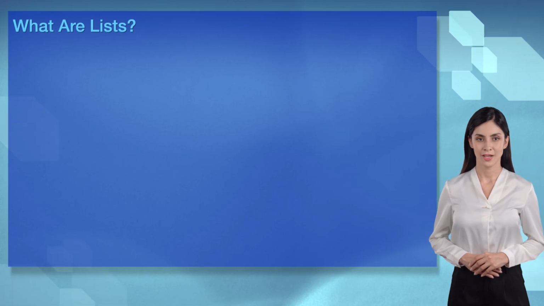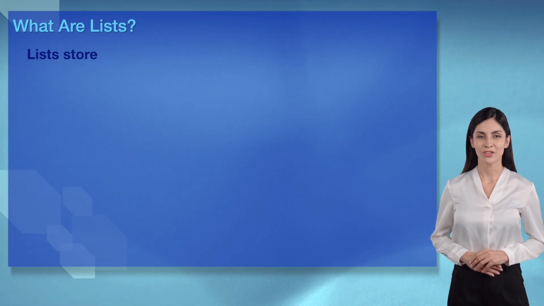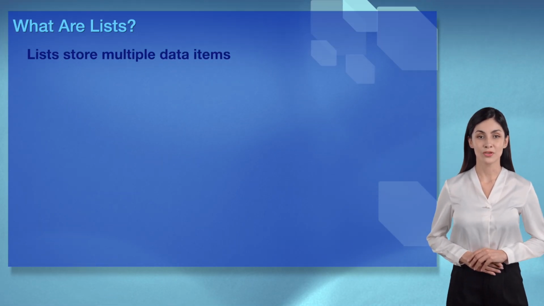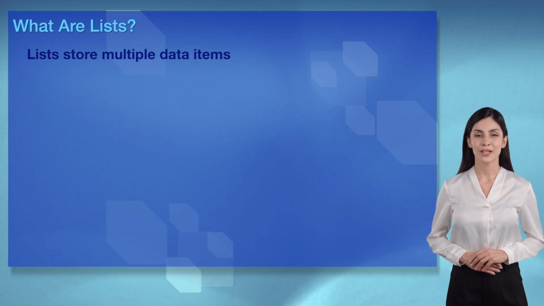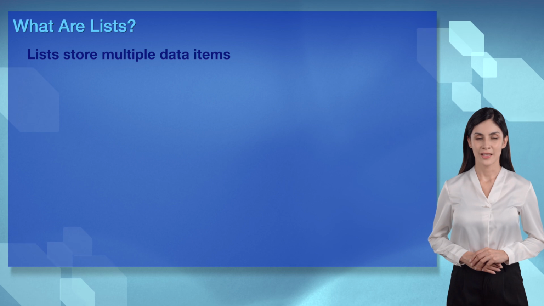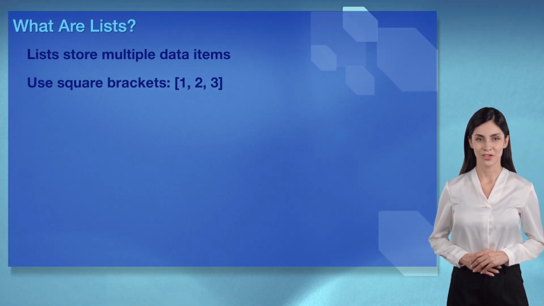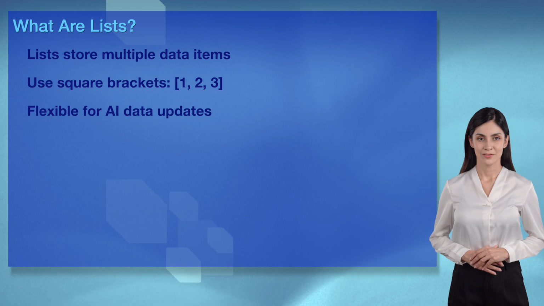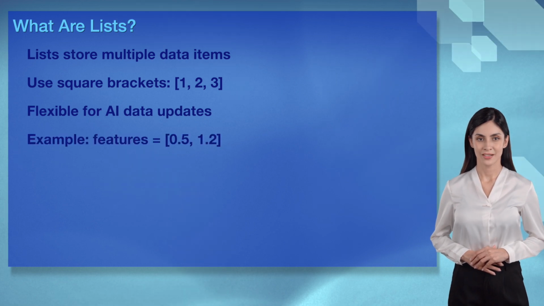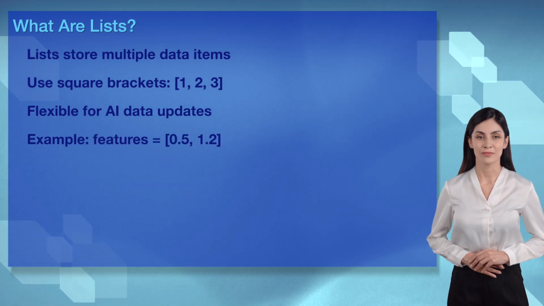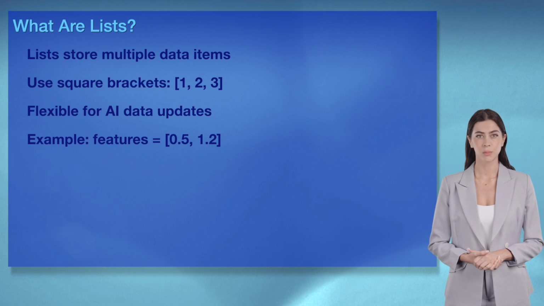Wizards, lists are like magical spell books that hold multiple data items in Python, such as numbers, strings, or even other lists. You can add, remove, or change items, making lists perfect for dynamic AI data like feature sets or sensor readings. Create a list with square brackets, like features = [0.5, 1.2, 2.8], and get ready to see them in action. Anastasia, how do lists help with AI projects?